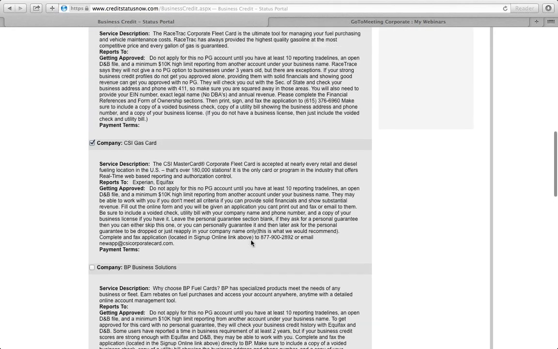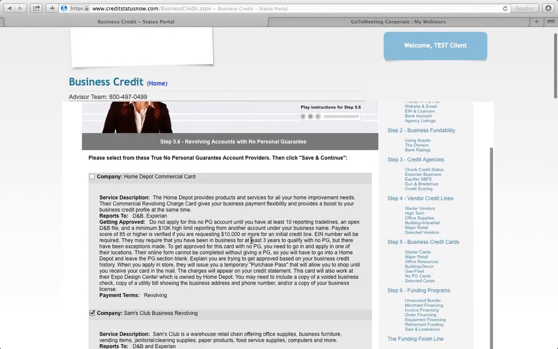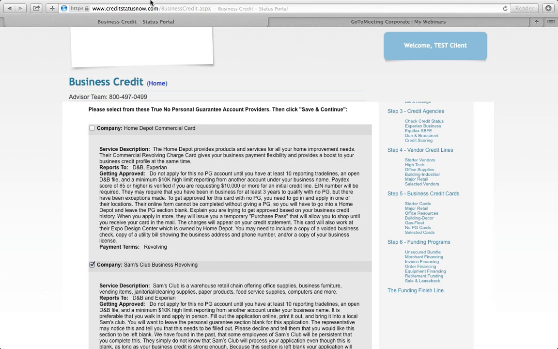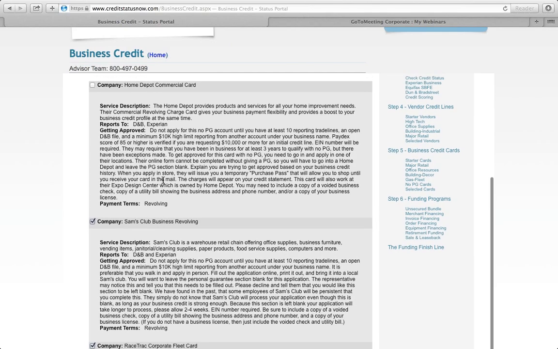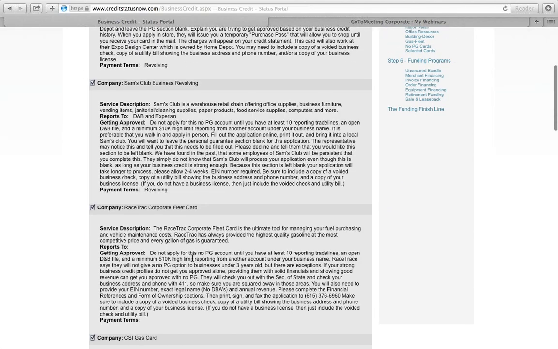Now, on the very last page of step 5, this is where we have those business credit cards that will approve without a personal guarantee. Now, some customers will come to me and say, Megan, it's just a Home Depot card. And remember, we talked about there's tiers, right? So Home Depot does offer a Visa MasterCard that is a credit card that can be approved without a personal guarantee. Same thing with these other cards here.